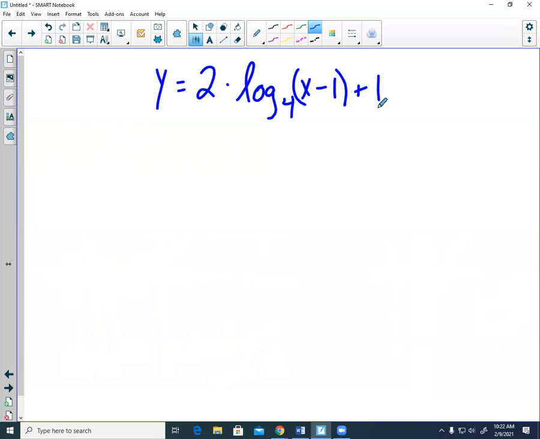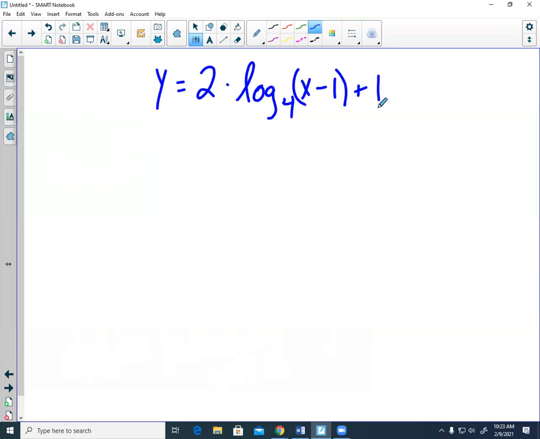And then exponents are done the exact same way. Literally, the only thing that's different about the exponential function is that this log doesn't show up. It'd be the same kind of thing as 2 times 4 to the x minus 1 plus 1. It's the same exact type of problem. It's just going to give you a different parent function and a different asymptote, and you're good.